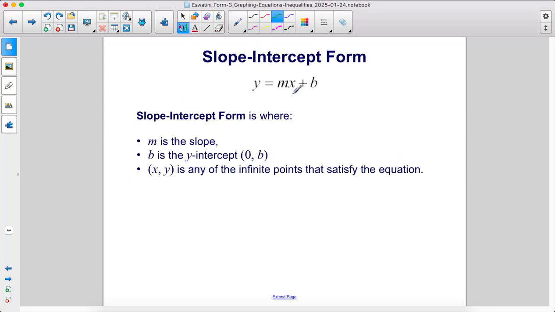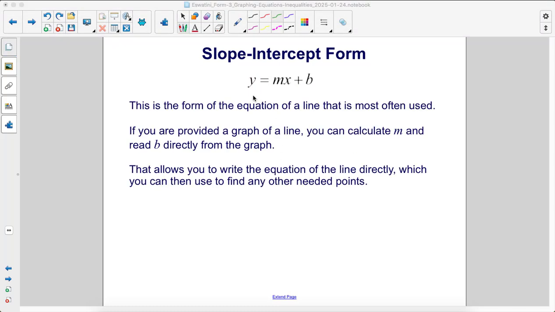Slope-intercept form is where m is the slope, b is the y-intercept, and x comma y is any of the infinite points that satisfy the equation and are therefore on the line. This is the form of the equation of a line that is most often used. If you're provided a graph of a line, you can calculate m and read b directly from the graph. That allows you to write the equation of a line directly, which you can then use to find any other needed points.